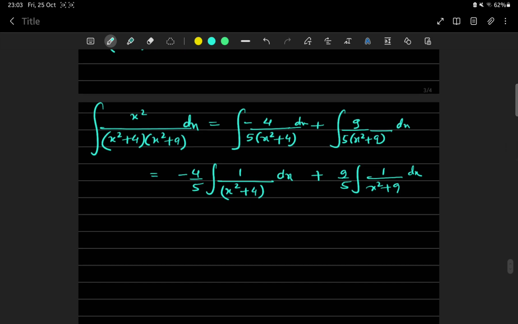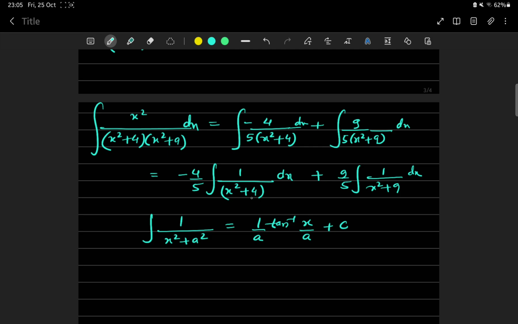Now there is a formula for such type of integration. The formula is integration of 1 upon (x square plus a square) dx equals to, that is, 1 by a tan inverse x by a plus c. That is the formula that we are having. Now we'll apply this formula.